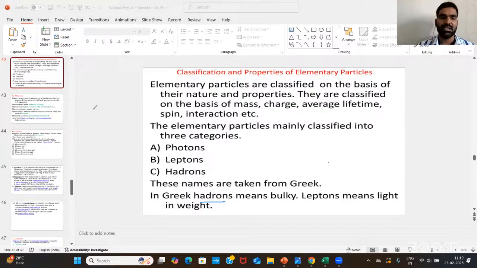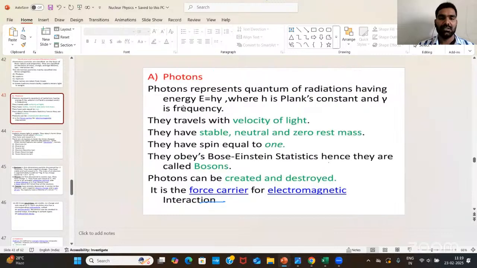Let us see the next slide. What are photons? Photons represent a quantum of radiation having energy E equals h nu, where h is the Planck's constant and nu is the frequency. This represents radiation of energy. These photons travel with the velocity of light. They are stable, neutral, and have zero rest mass.